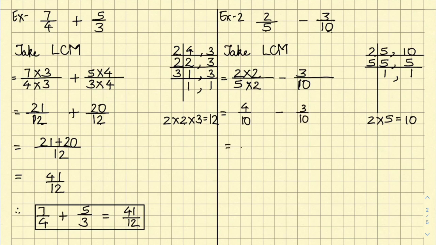Now here you see the denominators are the same, 10. So you just subtract the numerators. 4 minus 3 gives you 1 over 10. They both do not go in any other common table. So therefore, 2 over 5 minus 3 over 10 is equal to 1 over 10.